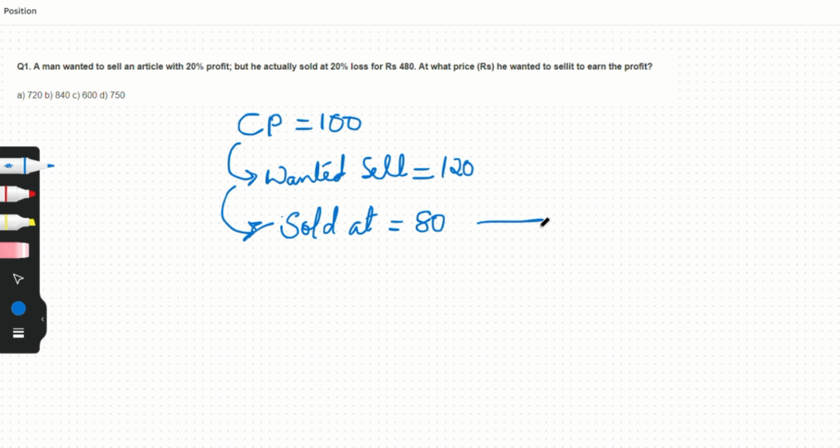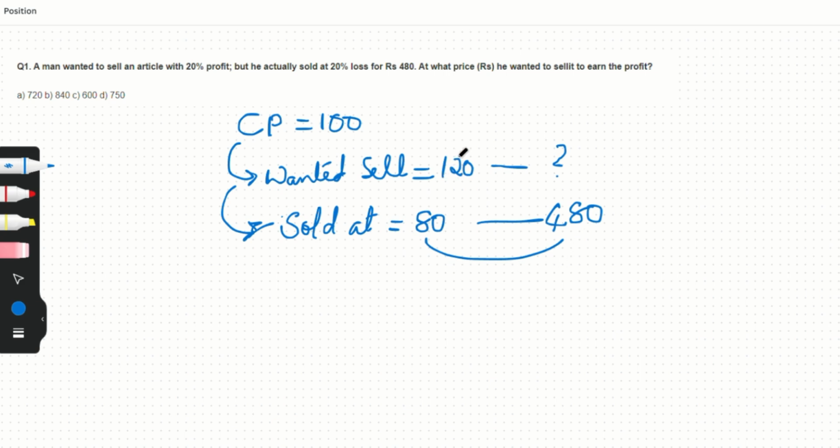This left side, whatever we did, is our assumption. So right side, he sold at 480 rupees, that is already given. Now we need to find what is the price he wanted to sell it. If he had bought it at 100 rupees, then the selling price is 80 rupees. But we don't know what price he bought it, right? We only know what price he sold it. So in the place of 80 we have 480.